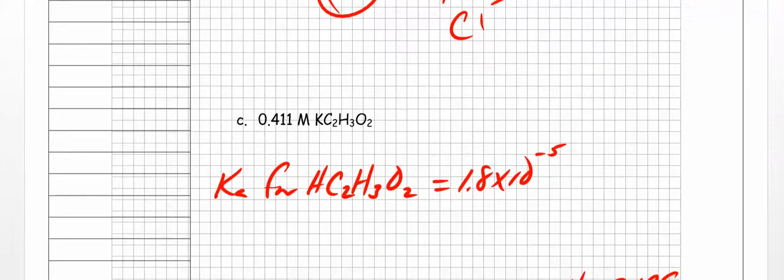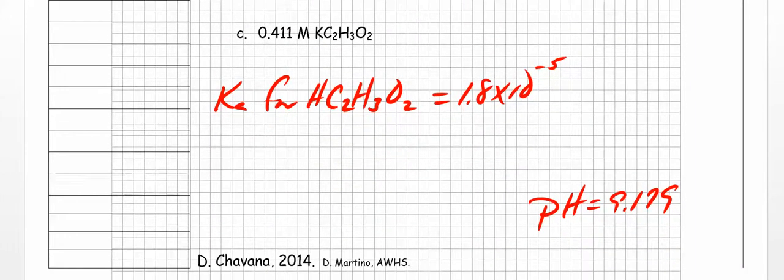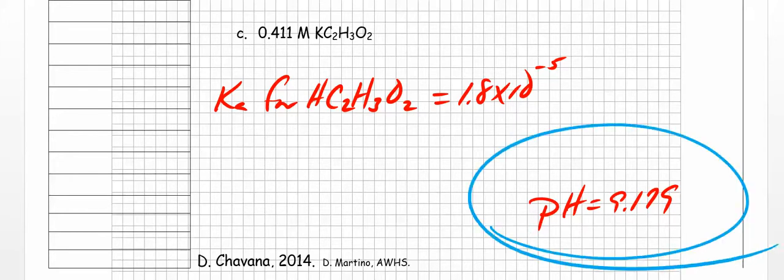So let's go into the last one. This one I want you to do on your own. But I'm going to give you a little help. I've looked up the Ka for acetic acid. It's 1.8 times 10 to the minus 5. We've got 0.411 moles per liter of potassium acetate, KC2H3O2. And I'll even give you the final answer so you can check your answer. The final answer will be 9.179.